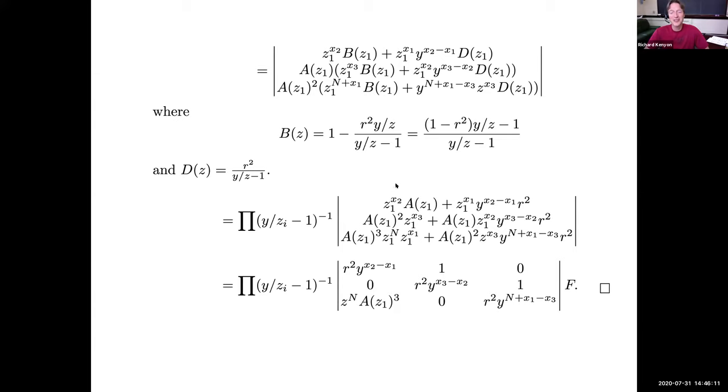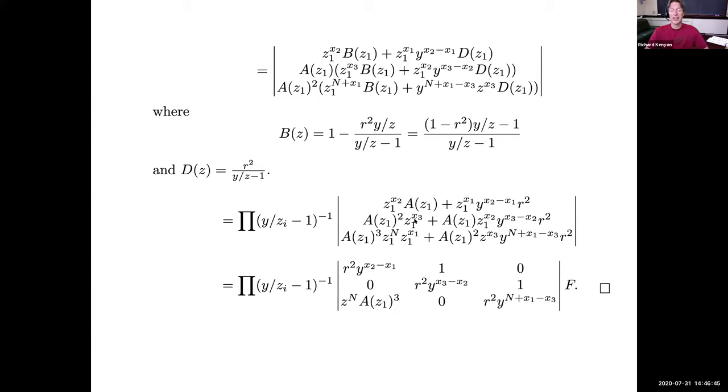We have z1 to the x2, and if I look at the numerator of b in this expression, once I back out the denominator, the numerator of b is exactly a. So we're kind of lucky there. The numerator of b is exactly a, and the numerator of d is just r squared. And so what happens is that for the first term in each of these, I get an extra factor of a. In the second terms, I get an extra factor of r squared plus some y stuff.